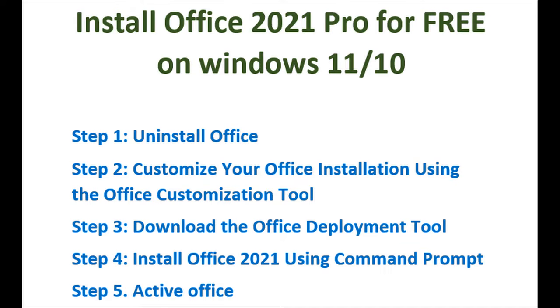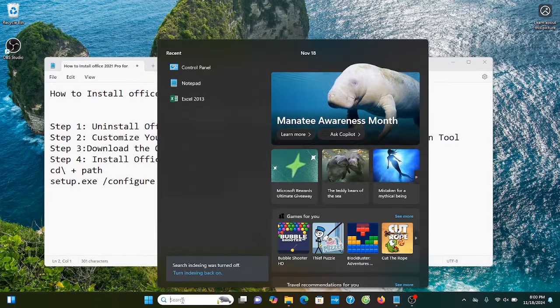Step 1. Uninstall any existing Office on Windows. Step 2. Customize your Office installation using the Office Customization tool. Step 3. Download the Office Deployment tool. Step 4. Install Office 2021 using Command Prompt. Step 5. Activate Office.